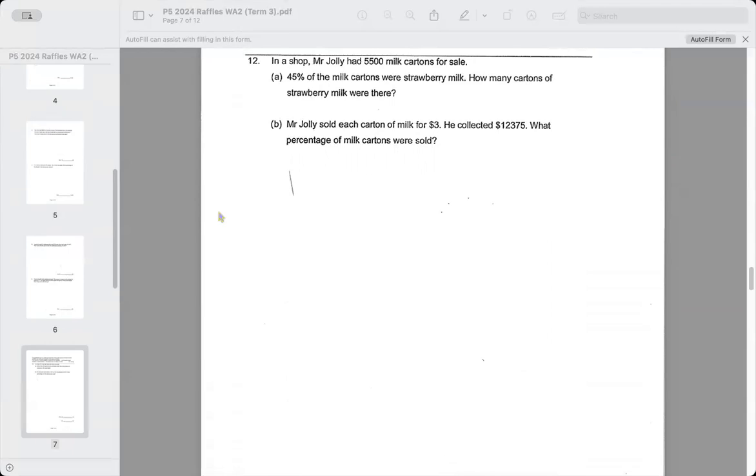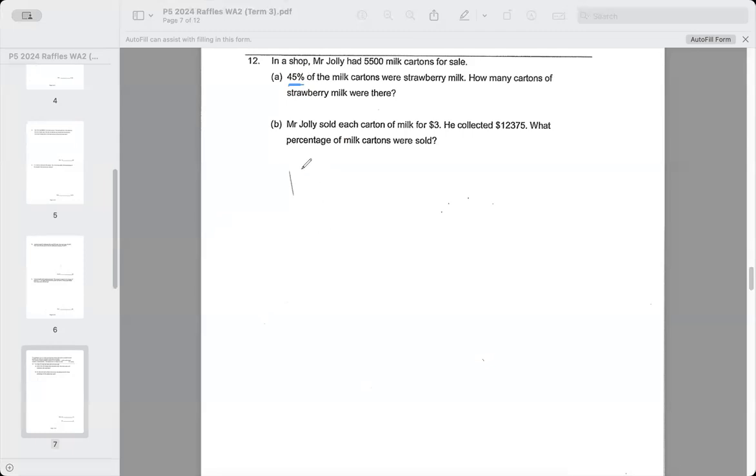Okay, in a shop, Mr. Jolly had 5,500 milk cartons for sale. Part A: 45% of the milk cartons were strawberry milk. How many cartons of strawberry milk were there? For this question, part A, they give us the percentage that was strawberry milk. We have to find exactly in numbers how many cartons of strawberry milk there were.